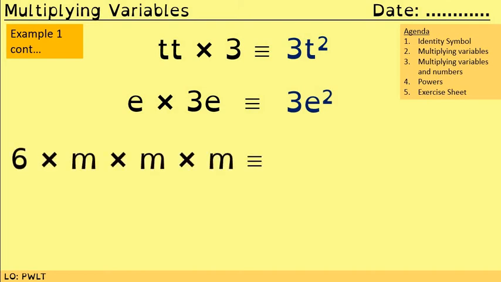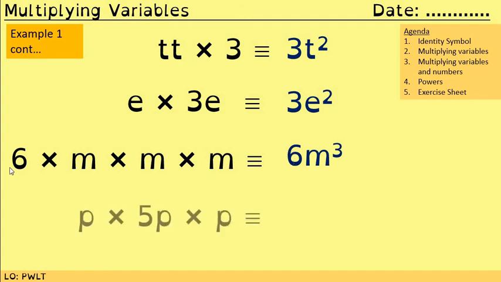Next one, little bit different, but not too much harder. We're going to do step 1, remove multiplication symbols. We're going to do step 2, make sure that number is first. We're going to do step 3, have our letters in alphabetical order. And we're going to do the last step, which is show any repeated variables, but this time it won't be squared, will it? Because we've got m multiplied by itself 3 times. So we won't have m squared, we're going to have m cubed, and I've made sure that my 6 is first.